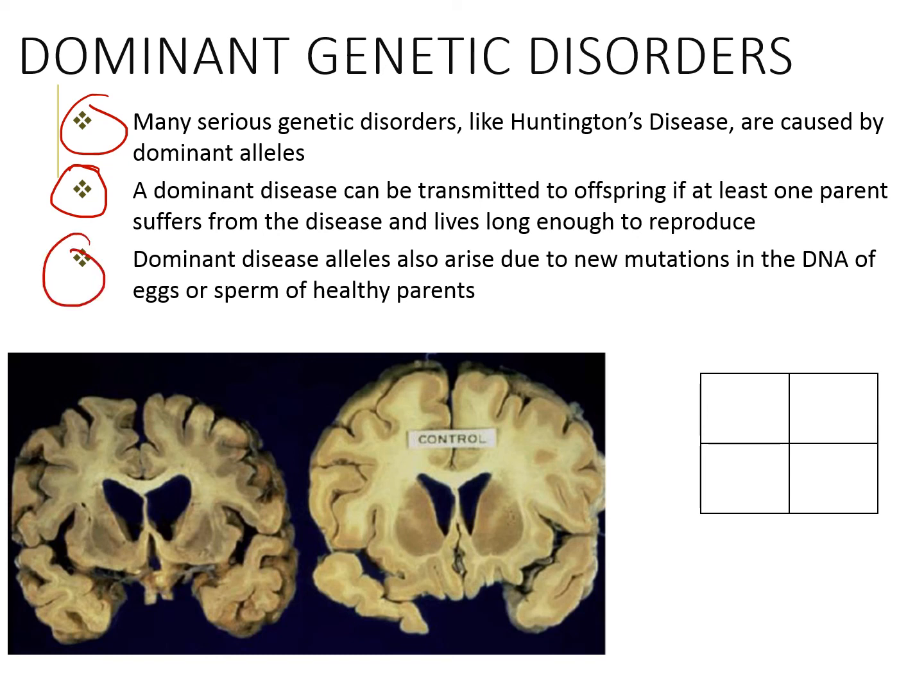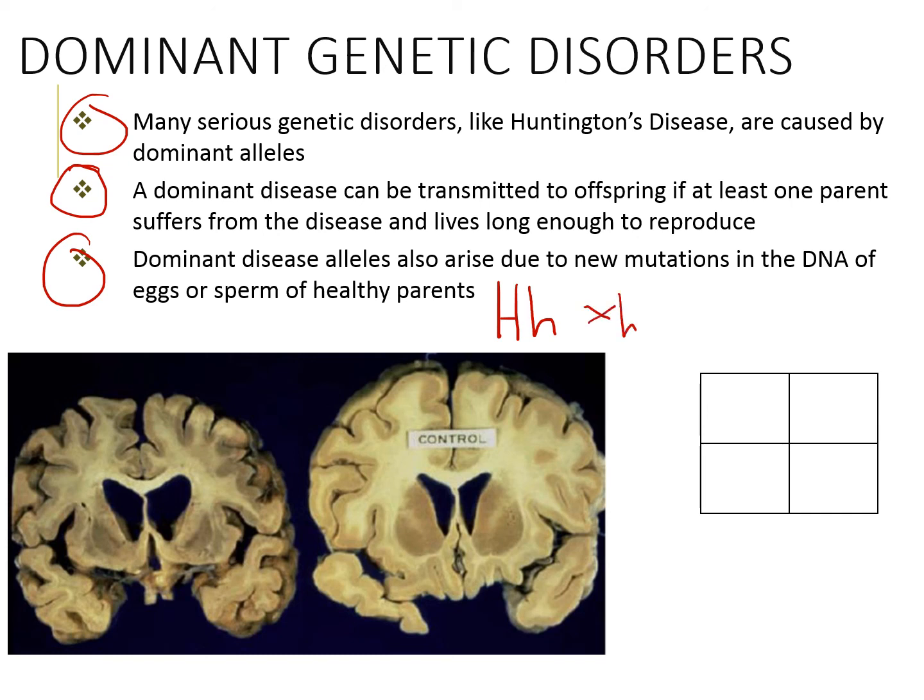Dominant disease alleles also arise due to new mutations in the DNA of eggs or sperm of healthy parents. So that can sometimes happen by mutation, just as recessive alleles can also happen by mutation. So Huntington's disease, for example, if we had one person who is capital H, so is the dominant trait, that means they have Huntington's disease, more than likely they are heterozygous because the allele is extremely rare. Most of the time, if someone is going to get Huntington's disease from a parent, it's going to be heterozygous.